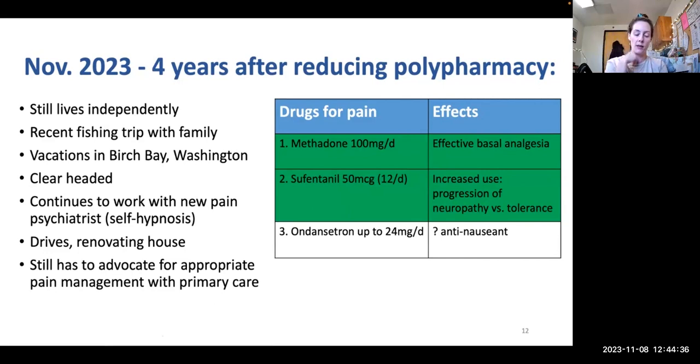Particularly with the methadone, he was so scared to start it because he had tried three times before, but he was always on all the other junk, the gabapentin and everything. And when we tried it without all the other stuff, it gives him the best analgesia.